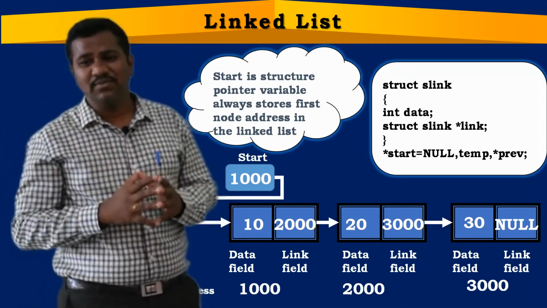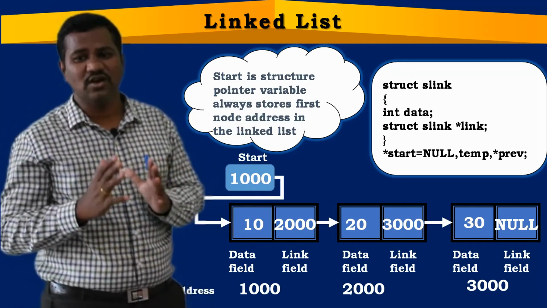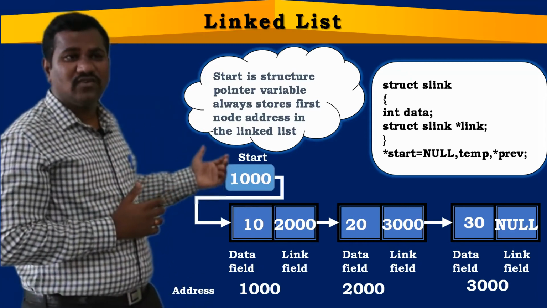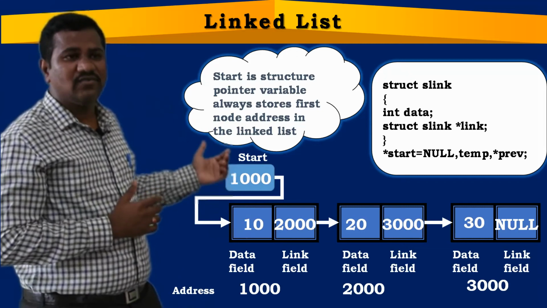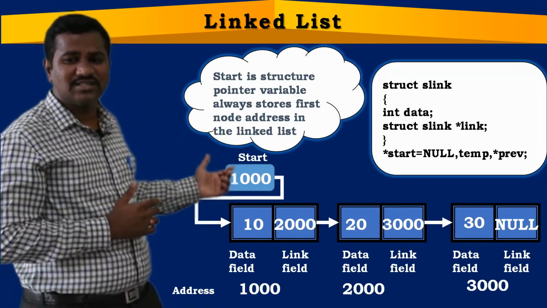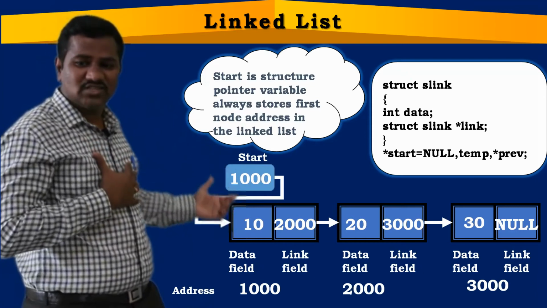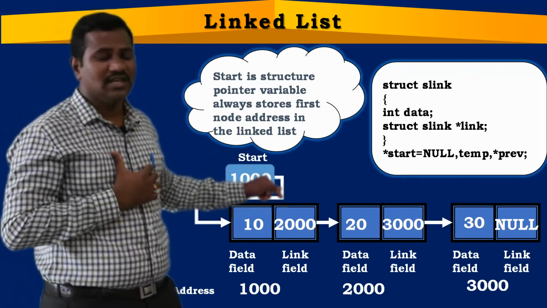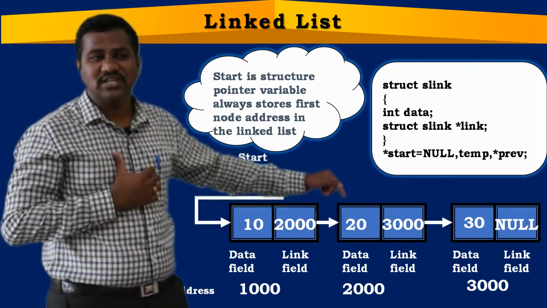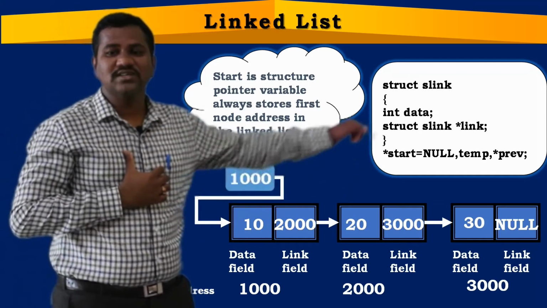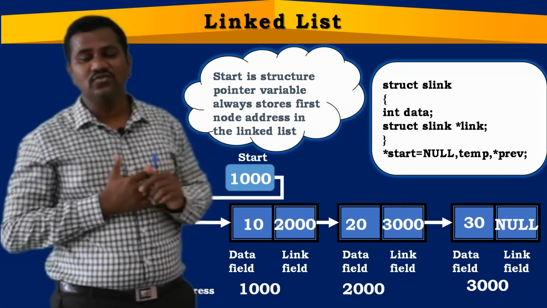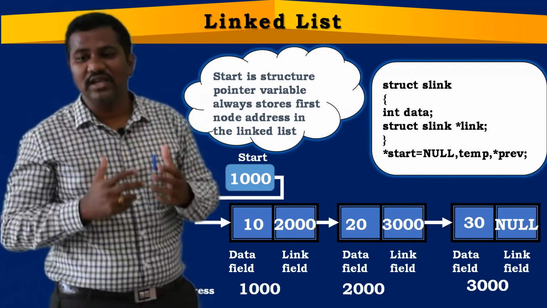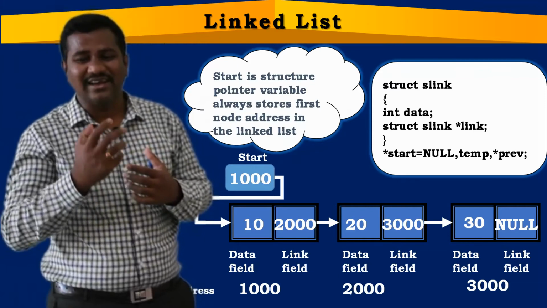As I discussed one example in the class, like student information, how to retrieve the mobile numbers of the student, the same thing happens here. If I know the first node address, that is 1000, I'm very sure that this first node consists of the second node address. If I know the first node address, then I can retrieve the second node address. If I know the second node address, I can retrieve the third node address. If I know the third node address, I can retrieve the fourth node.